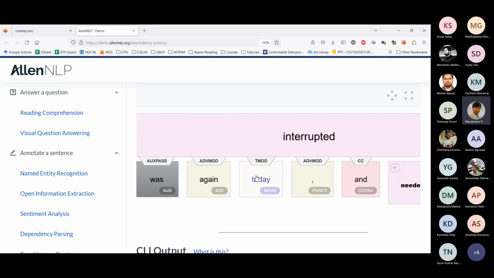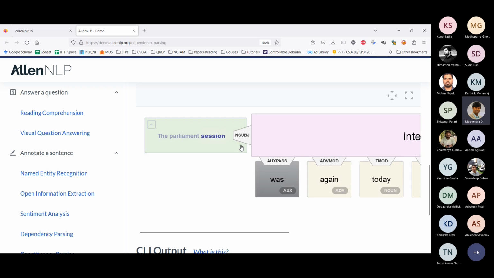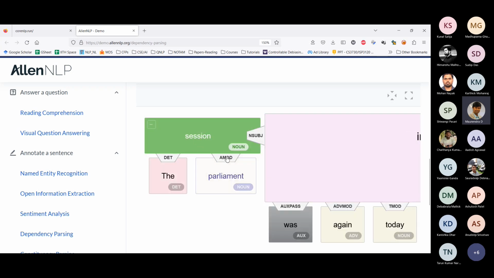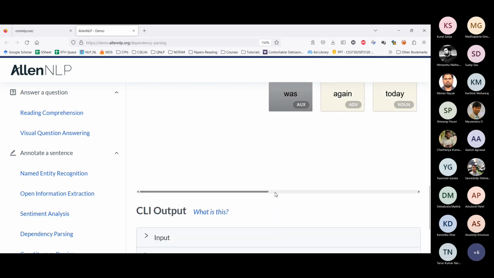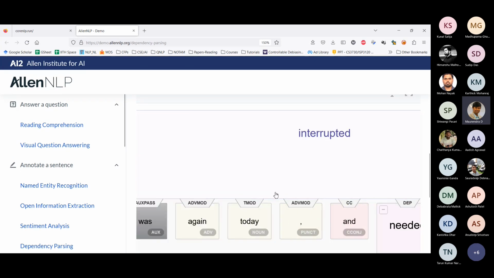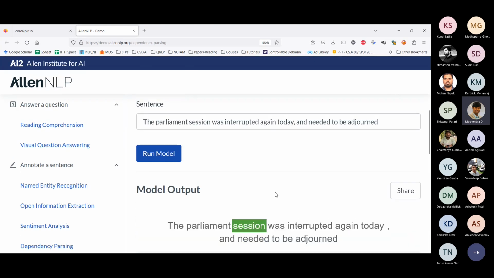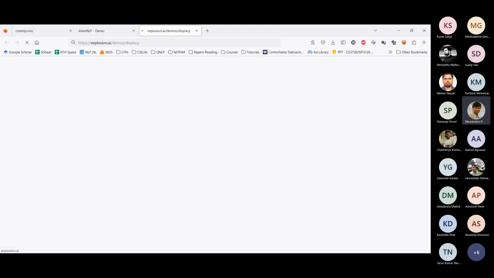Yeah, right. So this is the root, interrupted, and then there are different relations. The subject is the parliament session, and there you also have parliament. It'd be nice to see it in a tree format, but possibly this tool does not allow that. Okay, now there is one more.